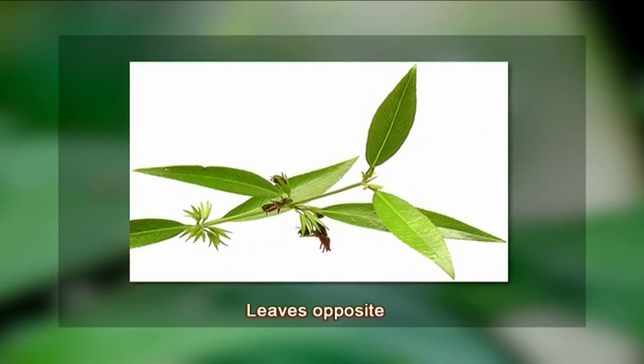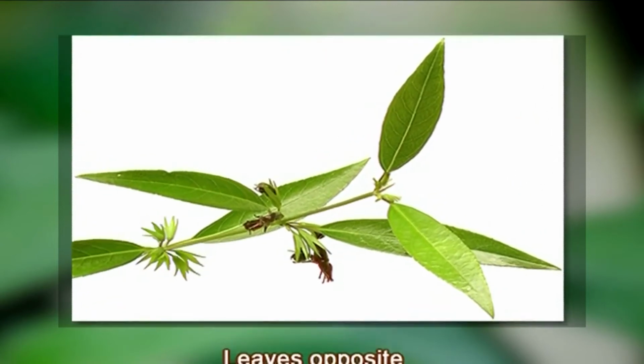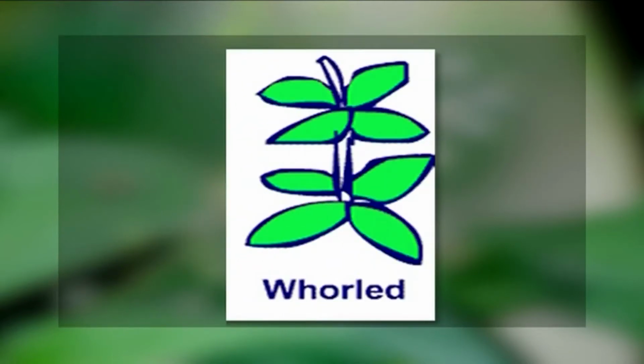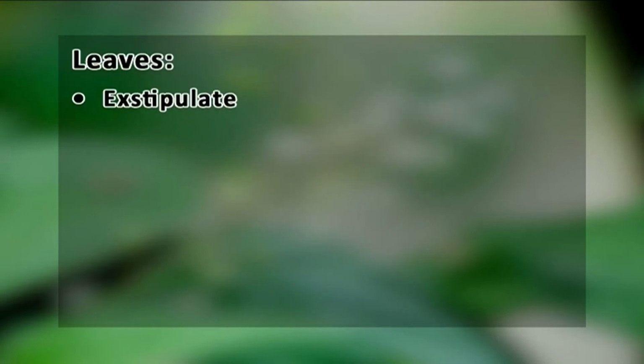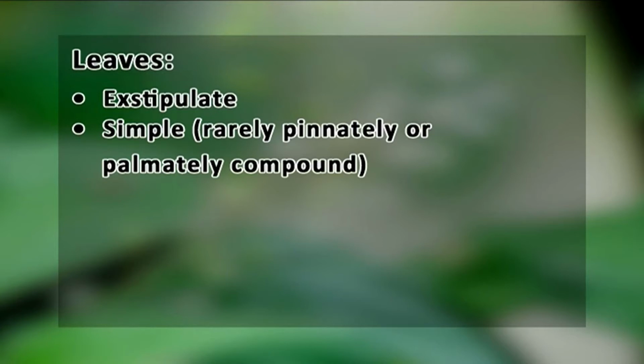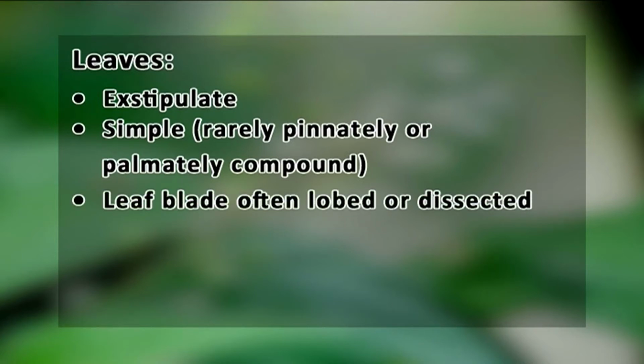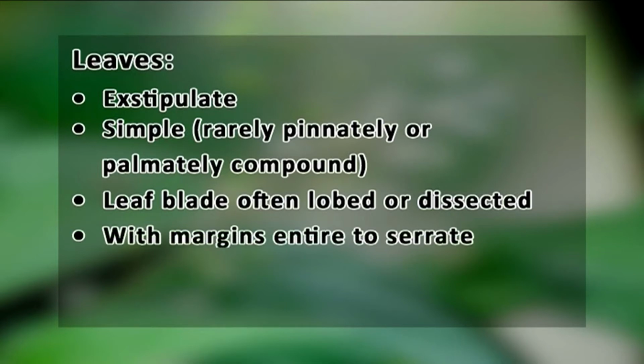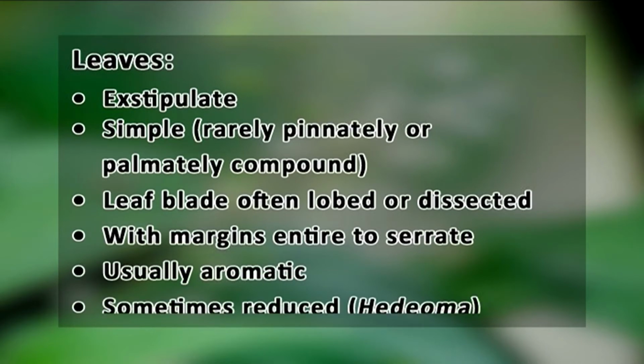Now leaves. The leaves in Lamiaceae, they are usually opposite in arrangement and they show a pattern called as decussate. They can be occasionally whorled or very rarely even spiral. The leaves are without stipules, that's why it is called as exstipulate. The leaves are simple, very rarely they can be either pinnately or palmately compound, but those instances are very rare. The individual leaf blade is often lobed, or it can be even highly dissected. The leaf margins, they are entire to serrate. The leaves are usually aromatic and sometimes they can be even reduced. Example as already mentioned is hedioma.